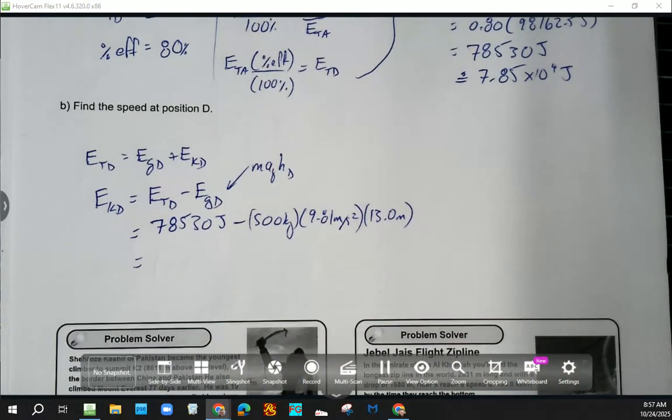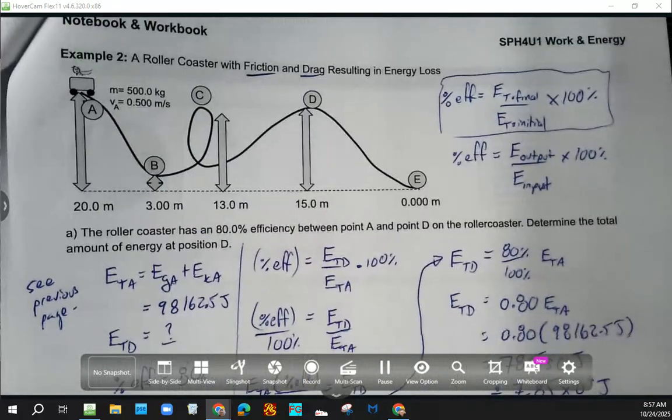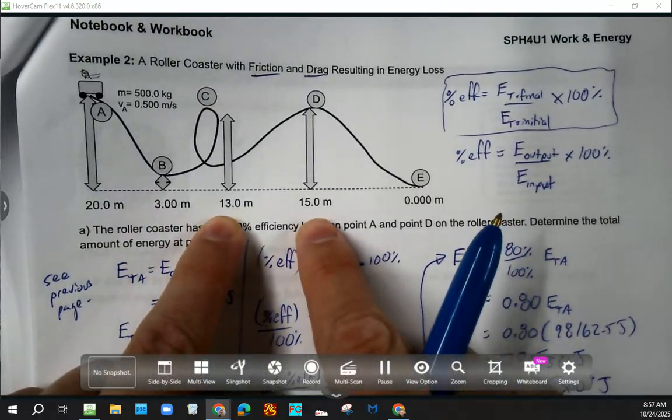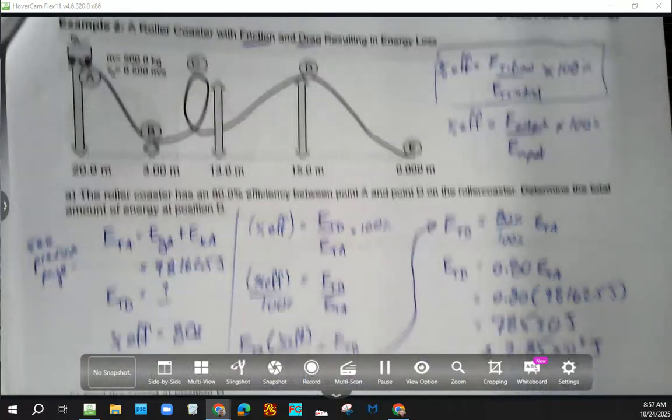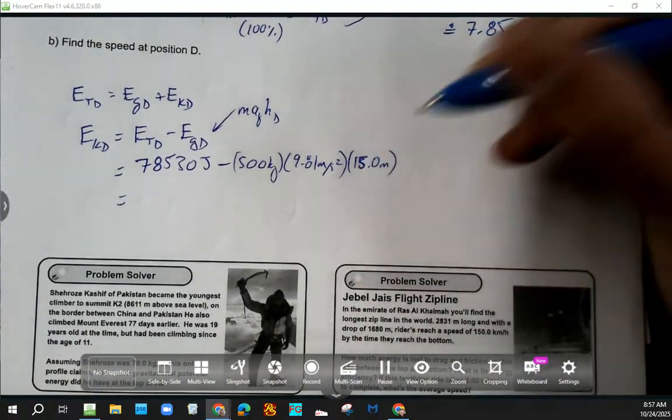And then we can probably pop all this out. Yes, sir. Is it 15 meters? Oh my gosh. My coffee-addled brain read the wrong number. All right, thank you very much for catching that. 15 meters, thank you.